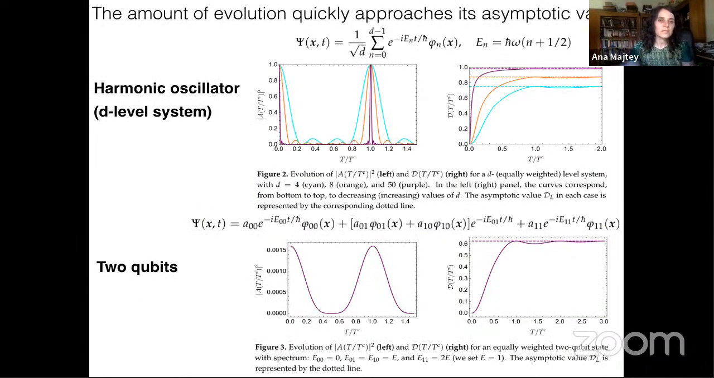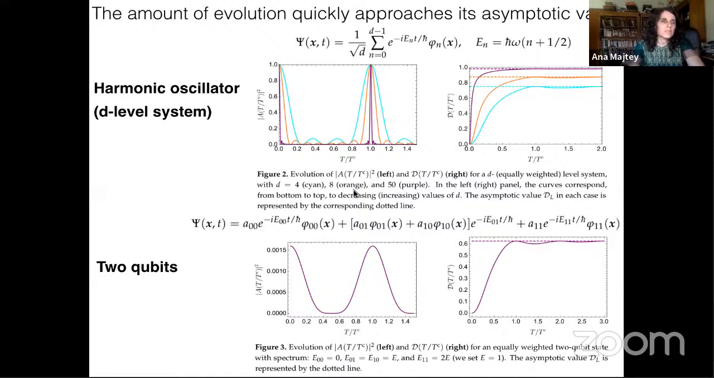We also consider a harmonic oscillator, showing that in a period of the autocorrelation function, the amount of evolution again reaches its asymptotic value. Here we have a d-level system. We consider different values of d equal to 4, 8, and 50. And we can show that this measure D is maximal in the equally weighted case, that is when all the coefficients of the expansion are equal to 1 over the square root of d, where d is the number of levels of the system. The measure increases with the number of terms in the expansion, which is the same as saying that the information regarding the particular energy eigenstate decreases. This curve corresponds to 4, 8, and 50 levels in the expansion.